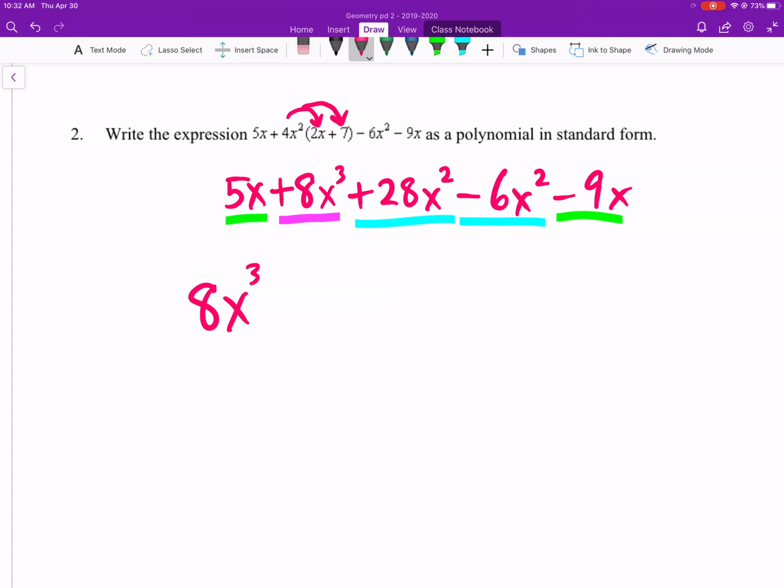Now let's combine our x squared terms. So 28x squared minus 6x squared is 22x squared. And 5x minus 9x is negative 4x. And you're done.